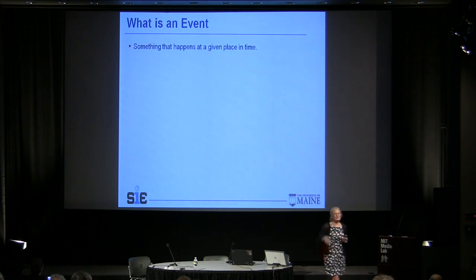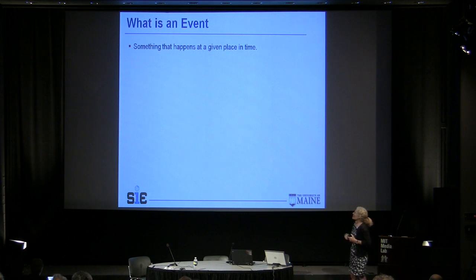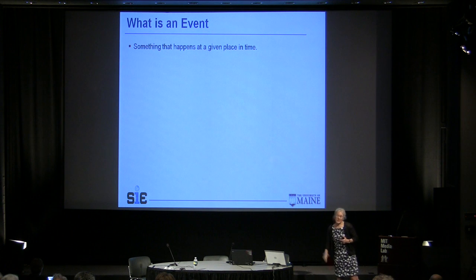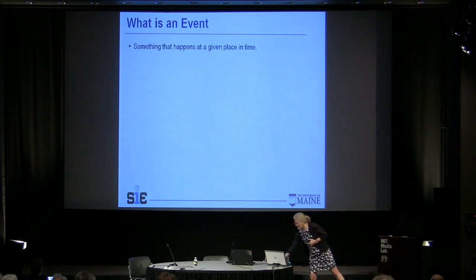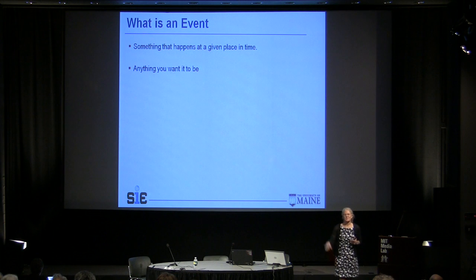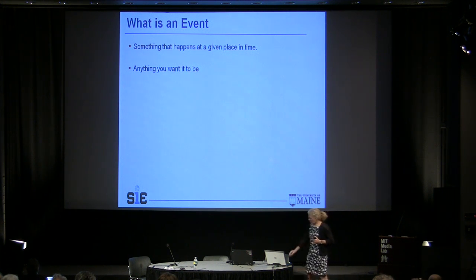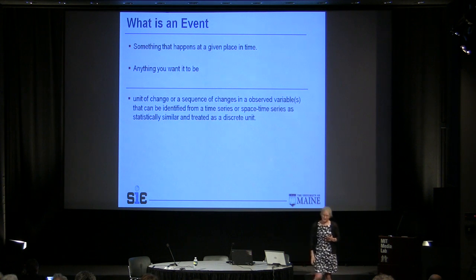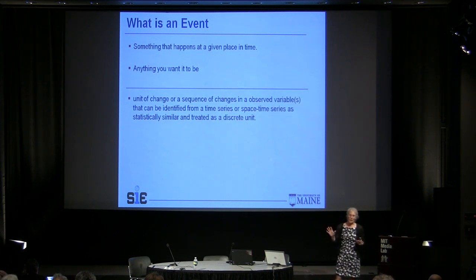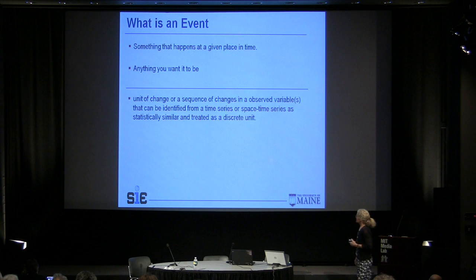So what is an event in our context? Well, people said an event is something that happens in some place in time. That's very simple. I'd also like to say that it could be anything you want it to be, and it can be very domain specific. I'll give you some examples, but those are very free-form definitions. Ultimately, we do have to be formal and specific about what is an event if we want to be able to replicate the extraction and detection of these events.